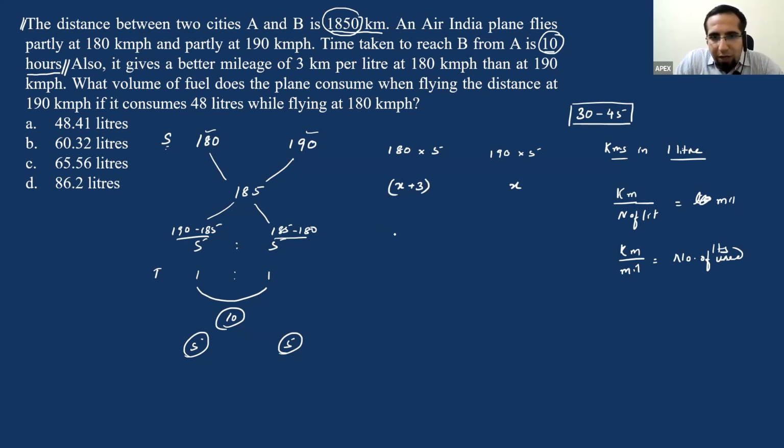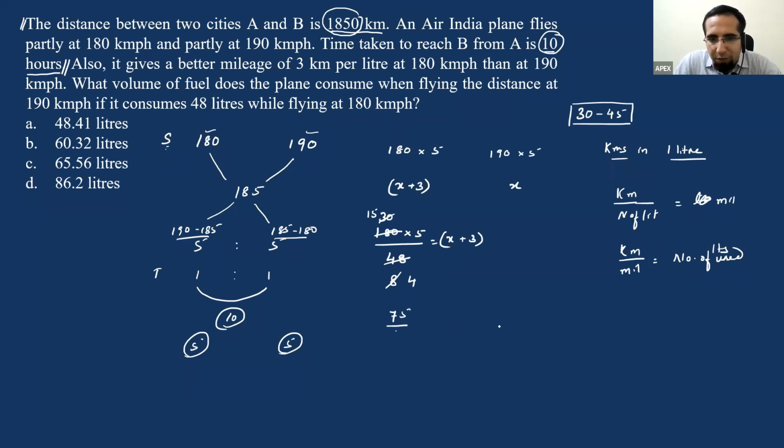So I can say that 180 into 5 divided by the number of liters is equal to the mileage. This will give me the value of X plus 3 here, guys. Right? So what am I looking at here? So this is 630 by 48. I can go further. This is 2/4 and this is 2/15. Clear? So we can say that 15 into 5, that is 75 by 4, is equal to X plus 3.